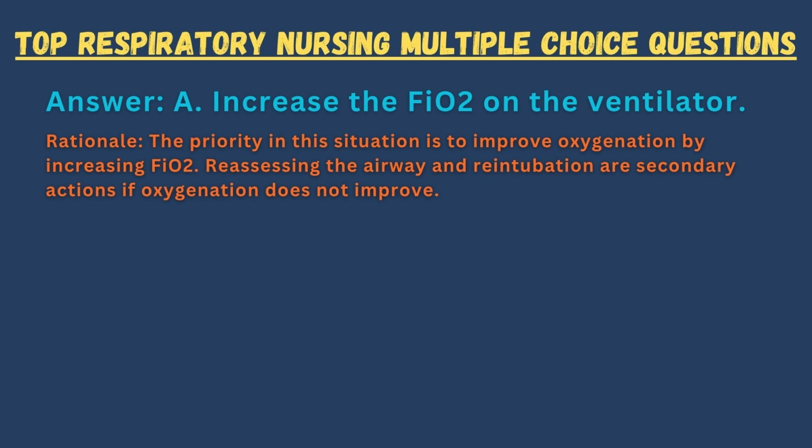Answer. A. Increase the VO2 on the ventilator. Rationale. The priority in this situation is to improve oxygenation by increasing VO2. Reassessing the airway and reintubation are secondary actions if oxygenation does not improve.